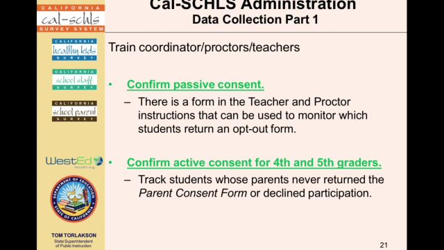So there's a form in there. It's to confirm passive consent, and that's when students want to opt out. So please track the opt-out forms for passive consent. And then we want you to confirm active consent for 4th and 5th graders. So track students whose parents never returned the parent consent form or declined participation.